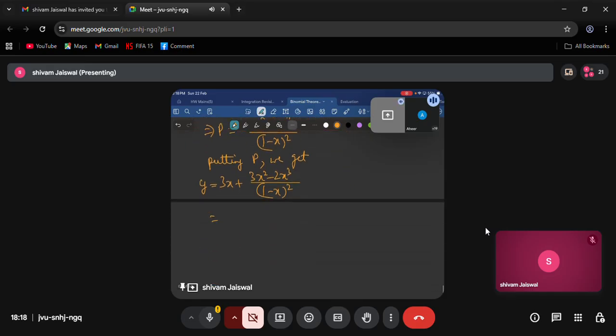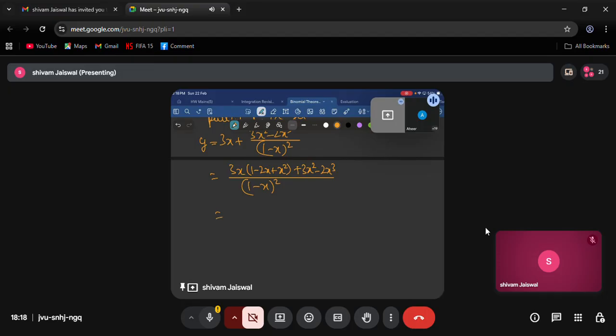Okay, let us take 1 minus x whole square as the LCM. Let's see what are we getting. In the numerator, we are going to get 3x into 1 minus x whole square, that is 1 minus 2x plus x square, plus 3x square minus 2x cube. Okay, let us simplify. What are we getting? This will come as 3x minus 6x square, then 3x cube, plus 3x square minus 2x cube. Okay, the whole thing is divided by 1 minus x whole square.